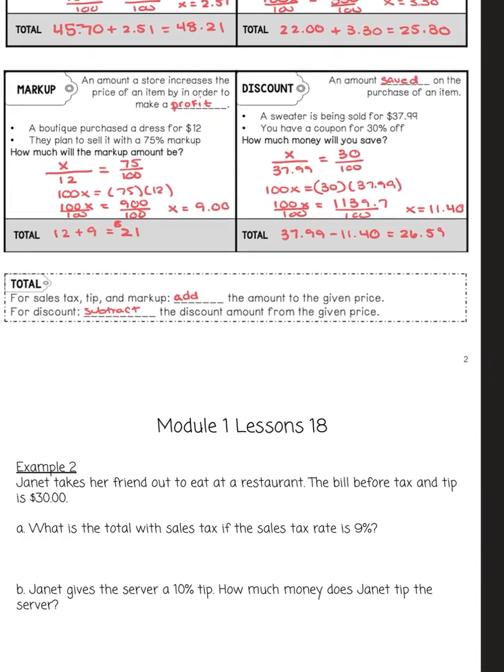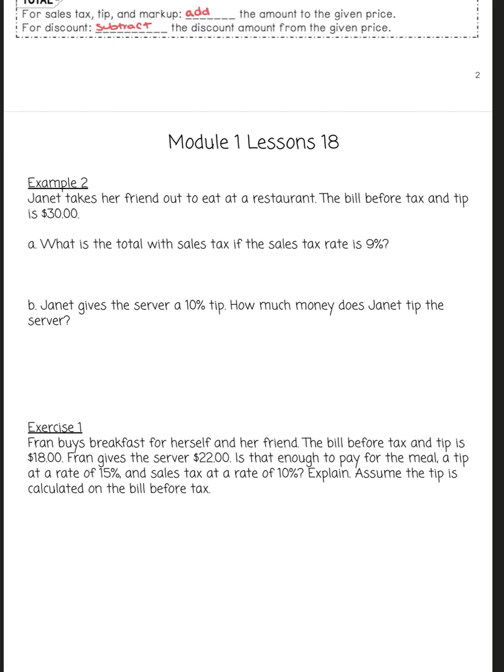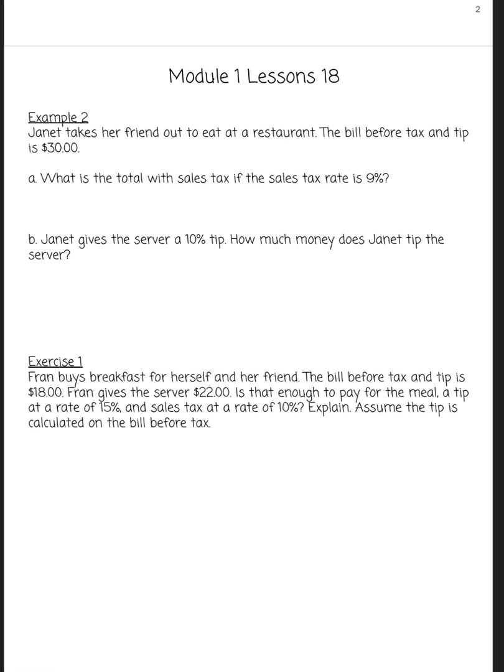All right, so let's take a look at some of your questions from your Eureka book. Here it says, Janet takes her friends out to eat at a restaurant. The bill before tax and tips is $30. What is the total in sales tax if the sales tax is 9%? That's part A. And then part B, Janet gives the server a 10% tip. How much money does Janet tip the server?